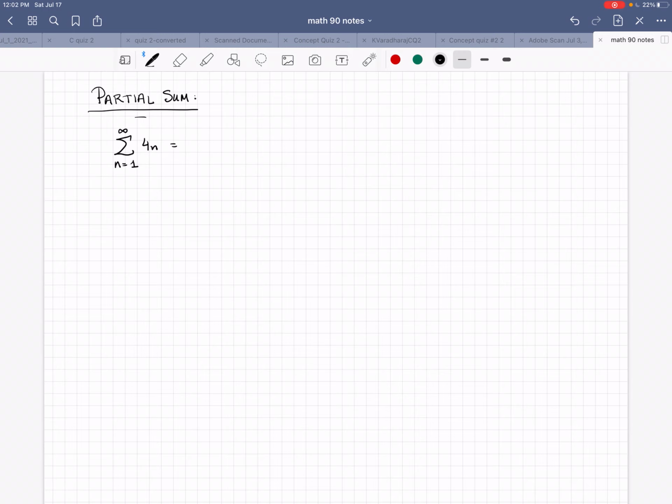Right, let's take a look at it. So this is going to be 4 times 1 plus 4 times 2 plus 4 times 3 plus 4 times 4 plus 4 times 5 plus so on. So every time we're adding 4 times the number. So the terms are getting bigger one after the other, and no matter how far we go, we keep adding bigger and bigger numbers.